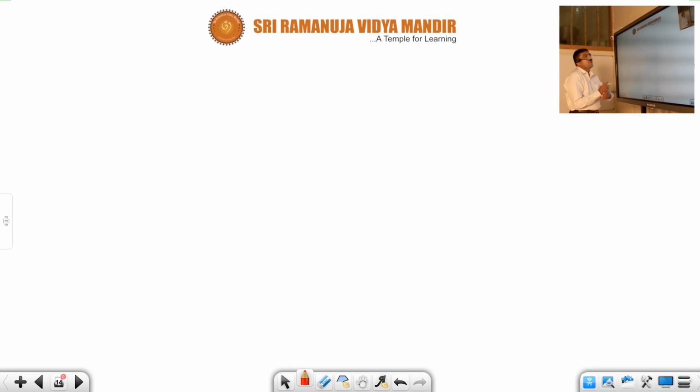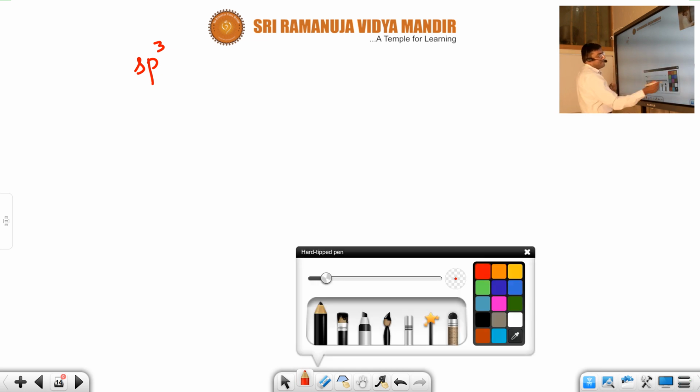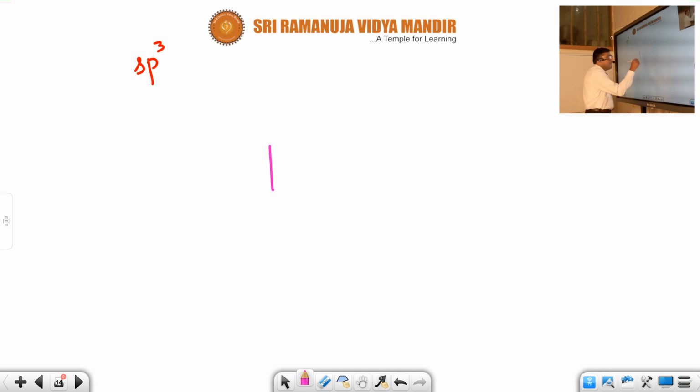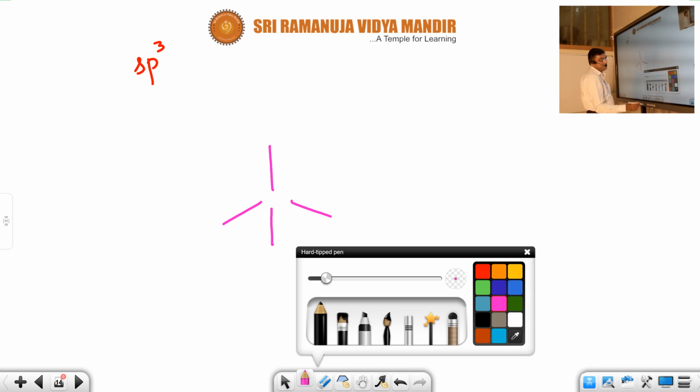Well, let us work out another system, sp3 systems. So sp3 hybridization. Now, in sp3 hybridization, you know very well, it is a tetrahedral structure. Do you agree or not? This is a tetrahedral structure, mind you.